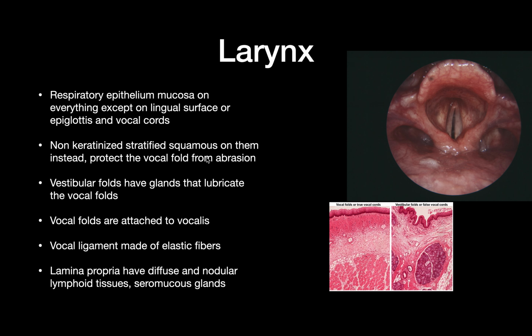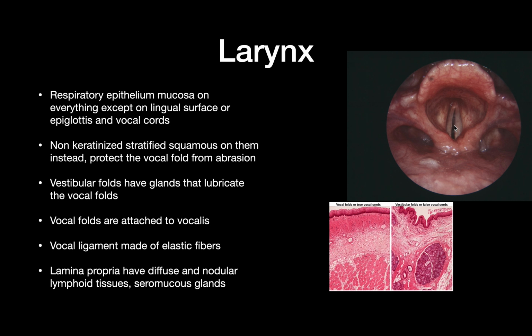Abrasion from what? Particulates when you inhale, food particles, also water. The water will strip the mucus. The vestibular folds over here, they're going to have the glands that will produce the mucus, and that will trickle down to lubricate the vocal cords. The vocal cords themselves are bare. The ligaments are made out of elastic fibers because these are the ones that can contract and move in order to adjust the tension of the vocal folds.